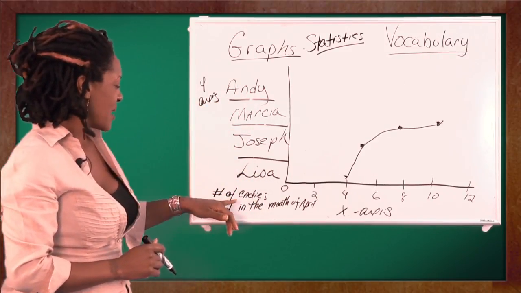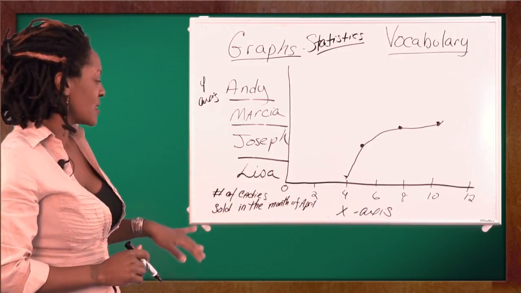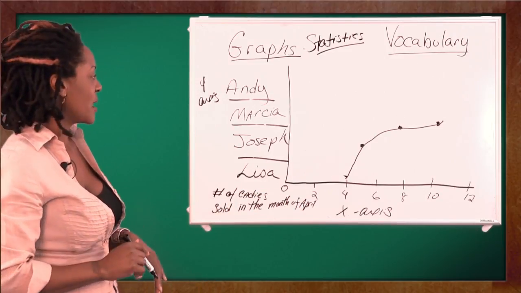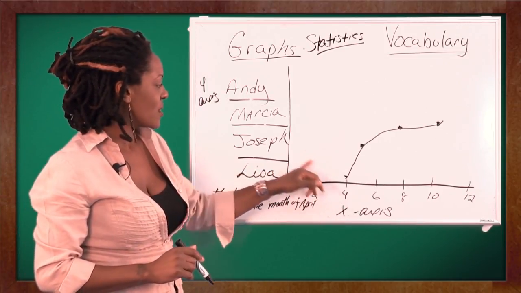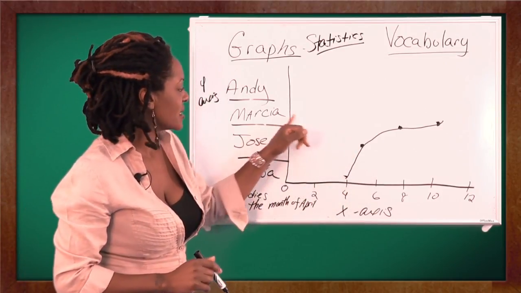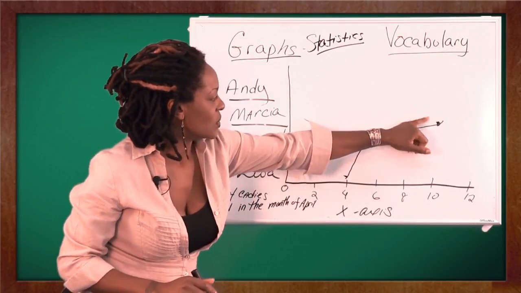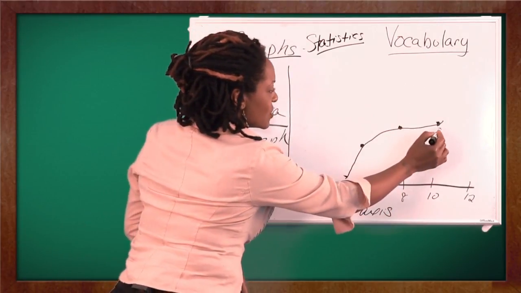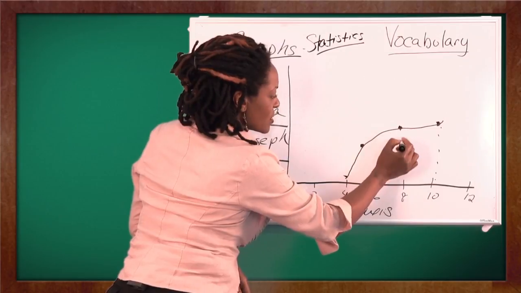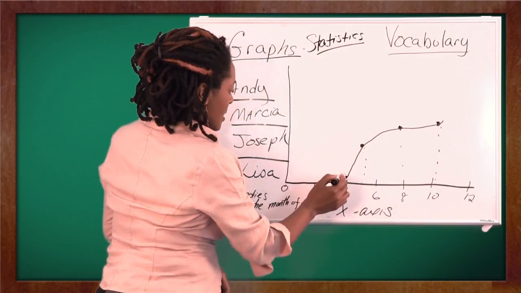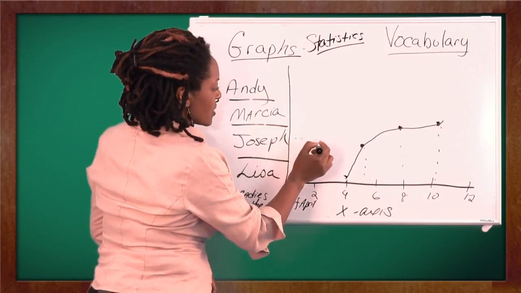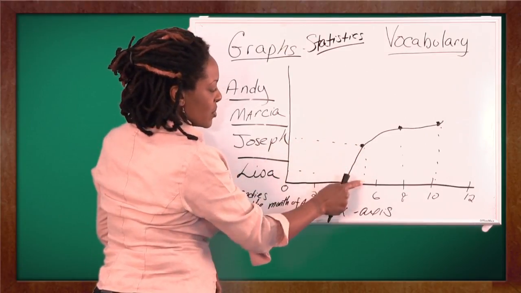So again, the bottom line, the numbers represent the numbers of candies sold in the month of April, and these are our students. So here we can see Lisa sold 4, Joseph sold 5, Marcia sold 8, Andy sold 10. And again, I didn't do the dotted lines this time, but you can also do it to make sure you're in line with your number line. And you can again always bring it across and see where the points meet.